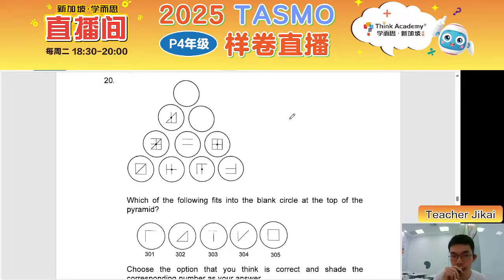Now we have the last question in section B here, and this is a question from MBOS, I think, and a new category of questions for this year. So here, question 20, we have a pyramid, and which of the following fits into the blank circle for the top of the pyramid? So once we have the pyramid here, you need to think about the layers, right? The fourth layer, the third layer, the second layer, and the first layer.